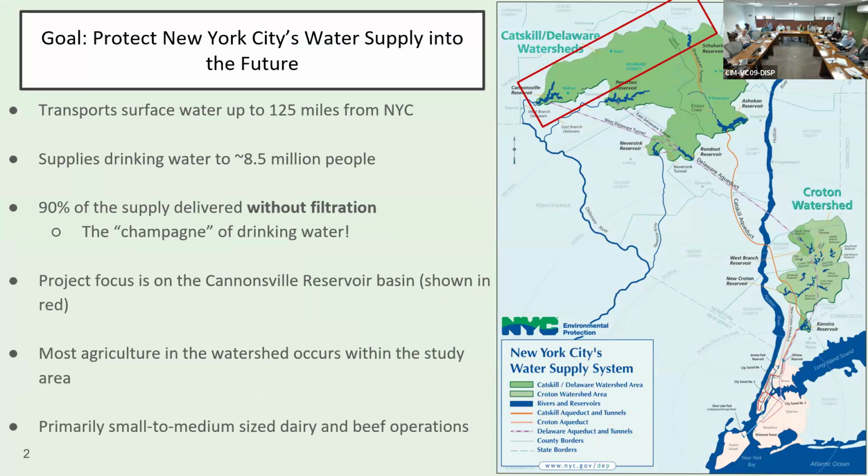The goal of our project is to protect New York City's water supply into the future. It is very high quality water. A lot of it stems from this area that is our focus area, which is predominated by agriculture, small beef and dairy farms. But crucially, the water that comes to New York City is unfiltered. So we want to make sure that water quality stays high as it comes from these agricultural areas in the watershed, so that the city doesn't need to invest in filtration systems. So they're very heavily invested in keeping the water that comes from agriculture very clean.